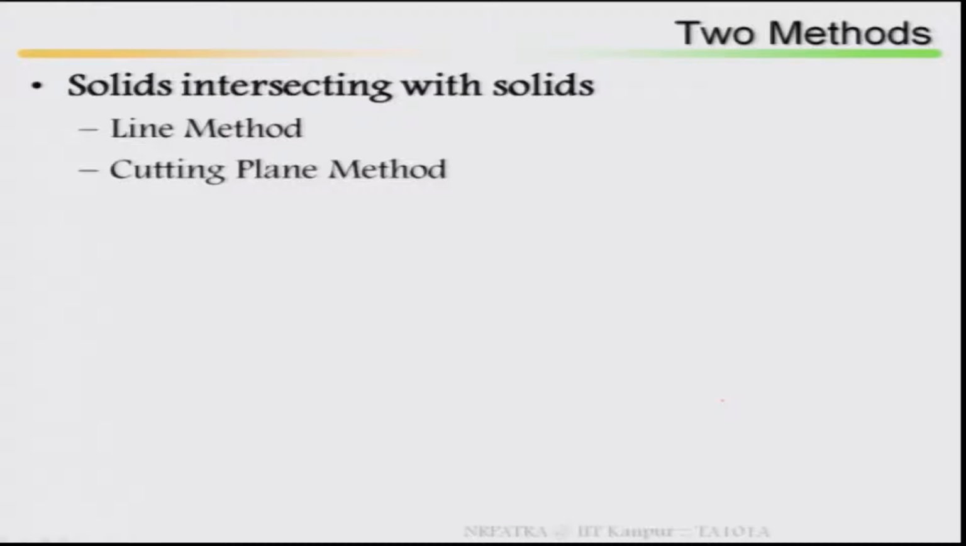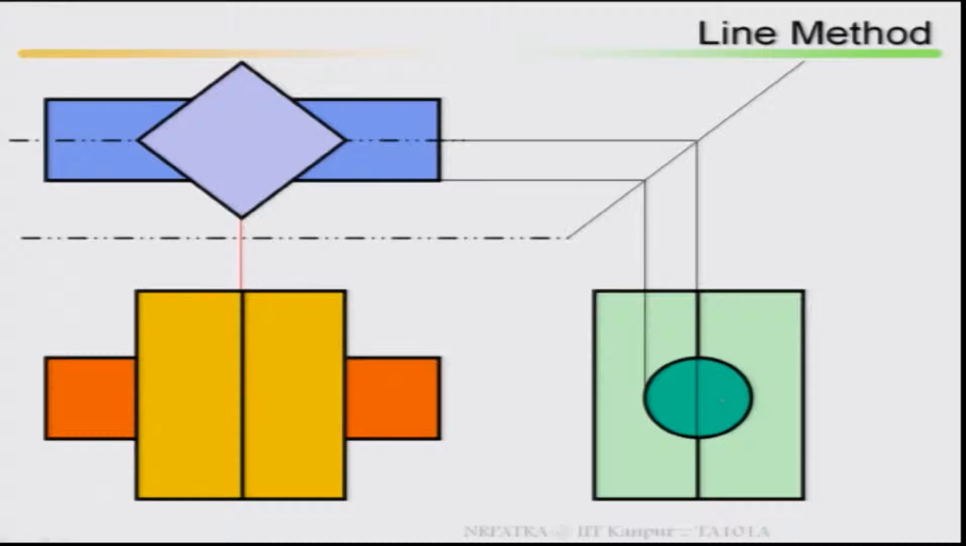Solids intersecting with solids, there are two methods. One is the line method, which we have covered, and the cutting plane method also we have covered, we discussed it. Now, these applications will be applicable here, intersection of the solids. Now, look at this by means of the line method. This is your top view, this is a front view, this is a side view.